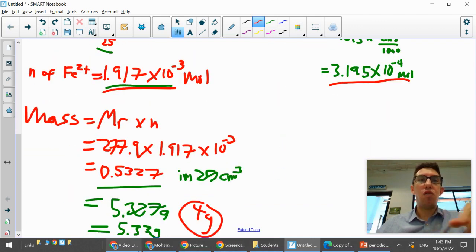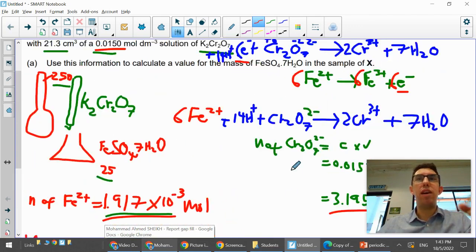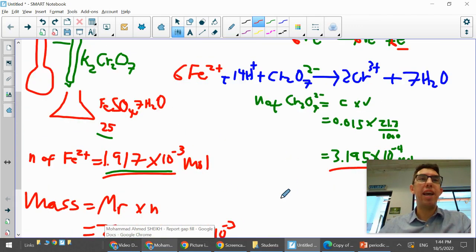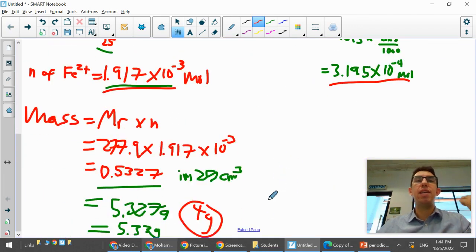So to answer this last one, we need to talk about the fact that the impurity must react with potassium dichromate, therefore is a reducing agent, and actually must react more, so it must give out more electrons than the iron 2+.